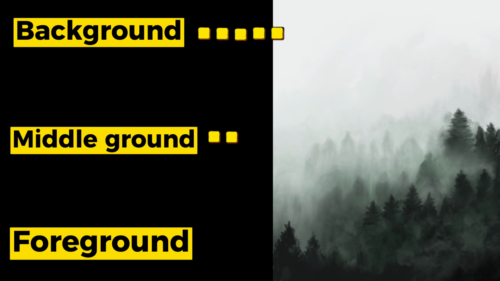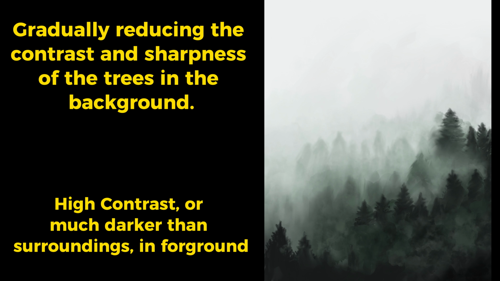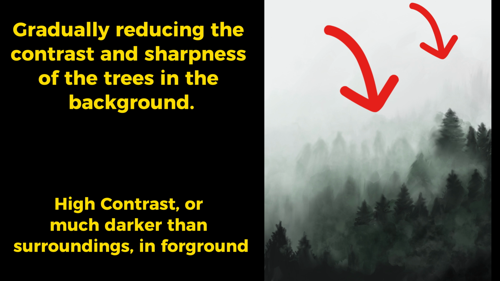Let's take a look at another example. Say you're painting a forest with trees in the foreground and a misty background. To create the illusion of depth, make the trees in the foreground darker and more distinct, while gradually reducing the contrast and sharpness of the trees in the background.